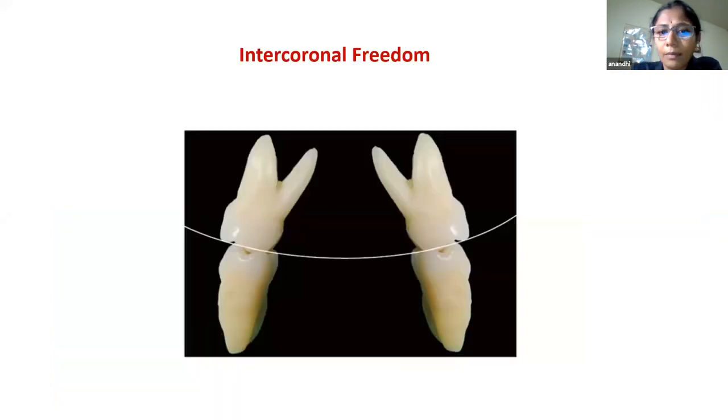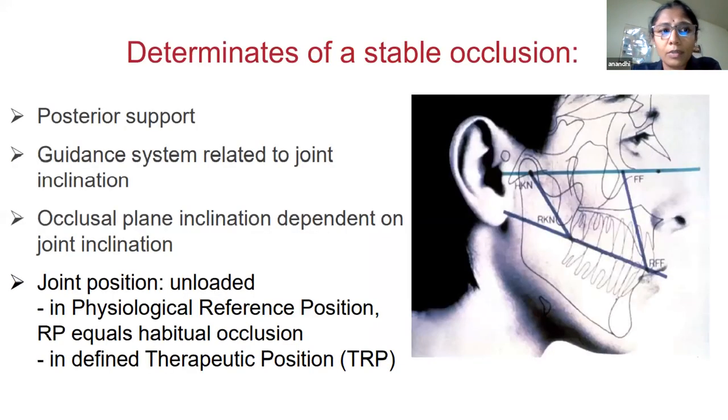So the posterior support and intercoronal freedom go hand in hand. The posterior support is with all three points, the fossa and the valley, they have to be on top of each other. And there's a curve of Wilson, with the intercoronal freedom, for the mandible to move side to side or forward. So we talked about posterior support. Next we're going to talk about the guidance system related to joint inclination.